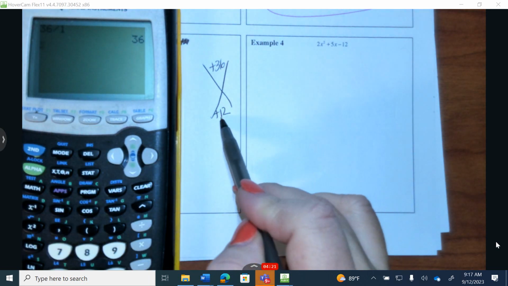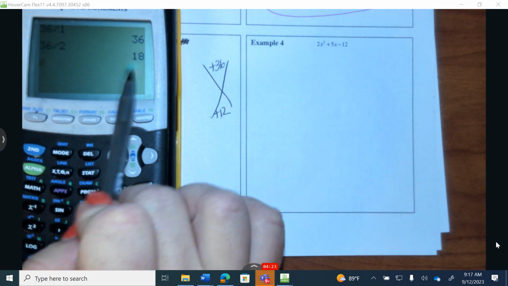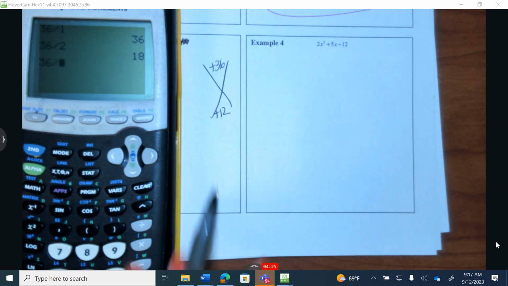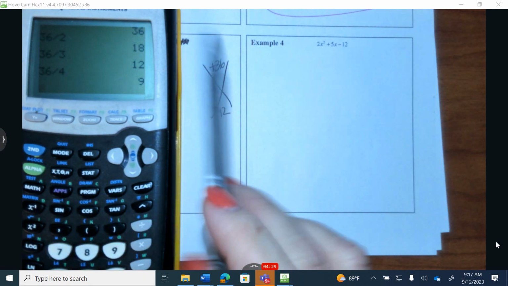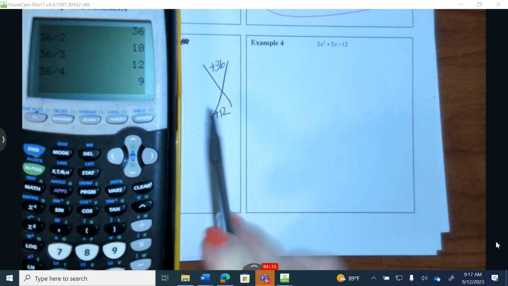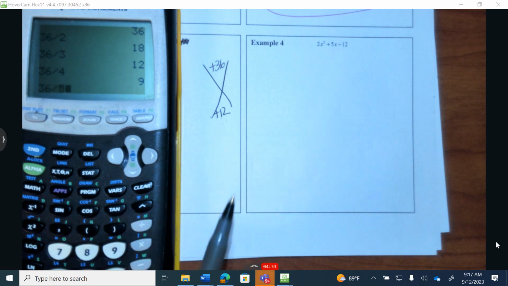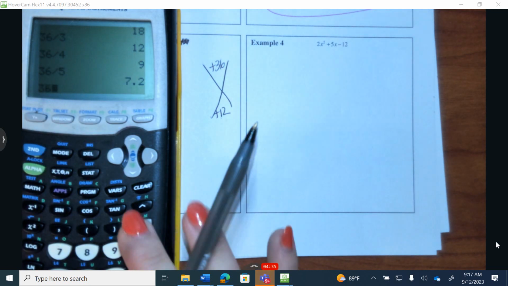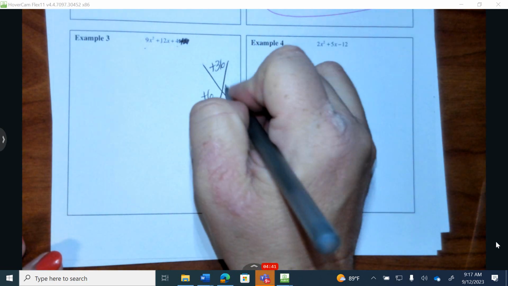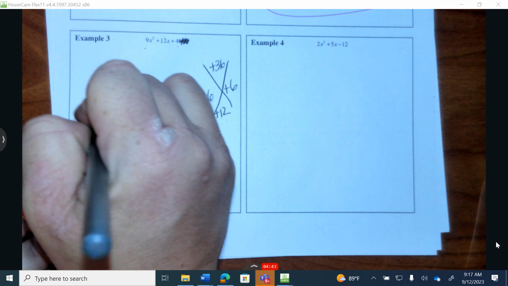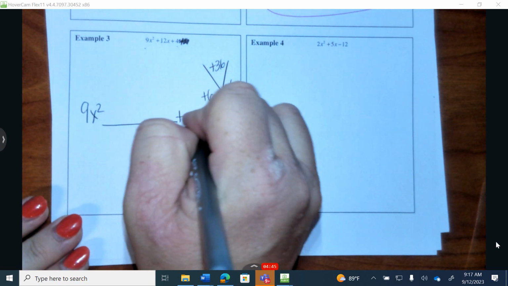1 and 36 is not 12. 36 divided by 2, 2 and 18 is not. 36 divided by 3, 3 and 12 is not 12. And I continue to work. 4 and 9 is close, but it's 13, not 12. Now, if we end up with a decimal, we don't consider it. 36 divided by 6 is, in fact, 6. So 6 and 6 is 12. So this is going to be positive 6 and positive 6. 9x squared, leaving it blank, plus 4.